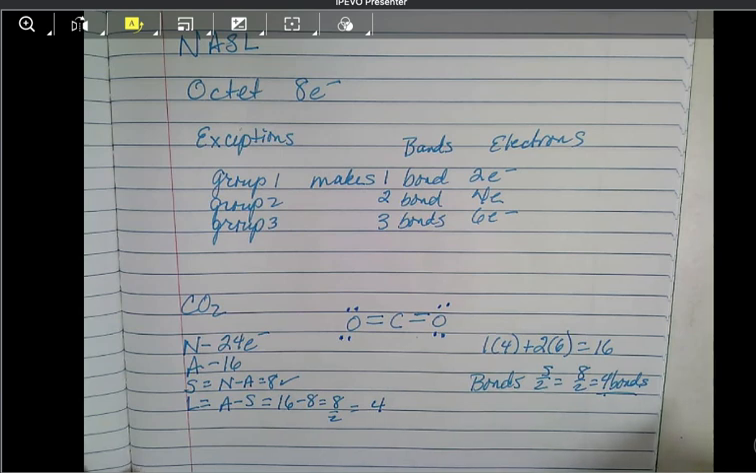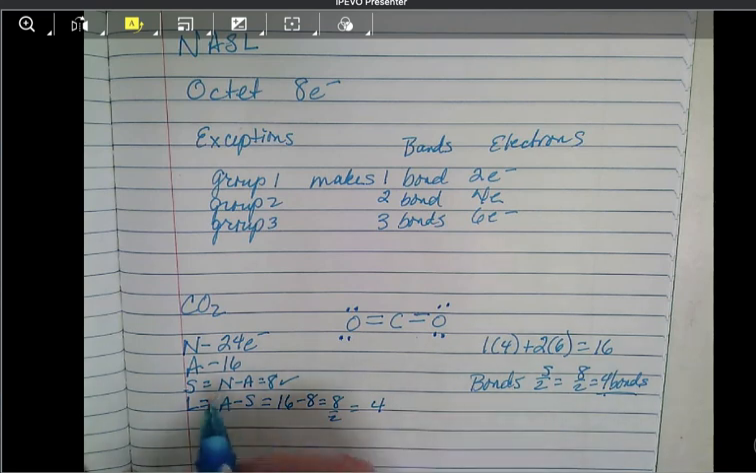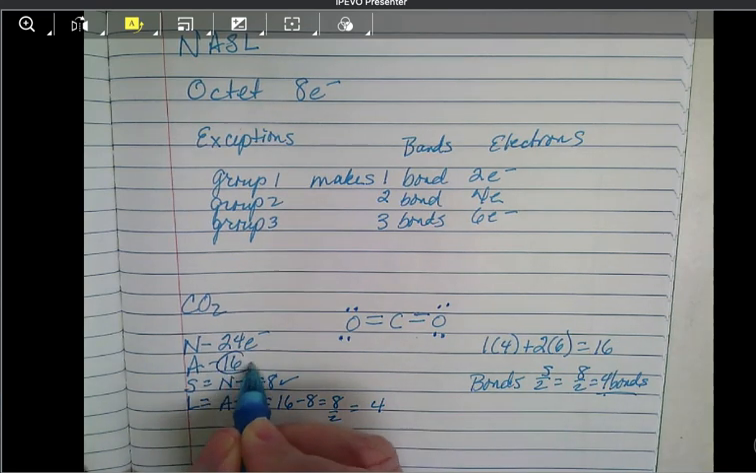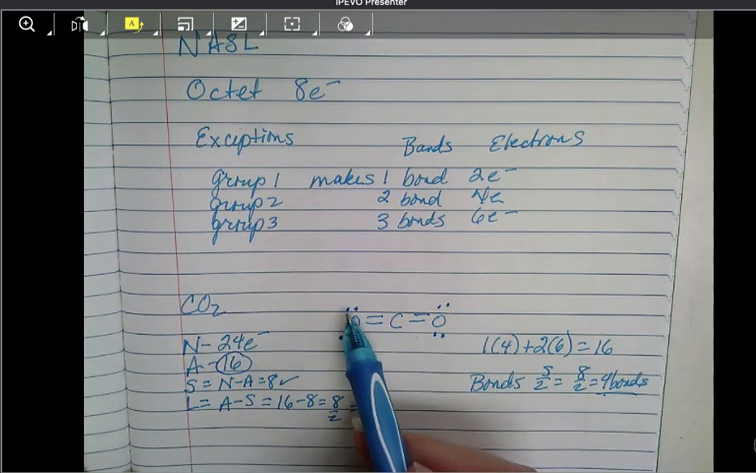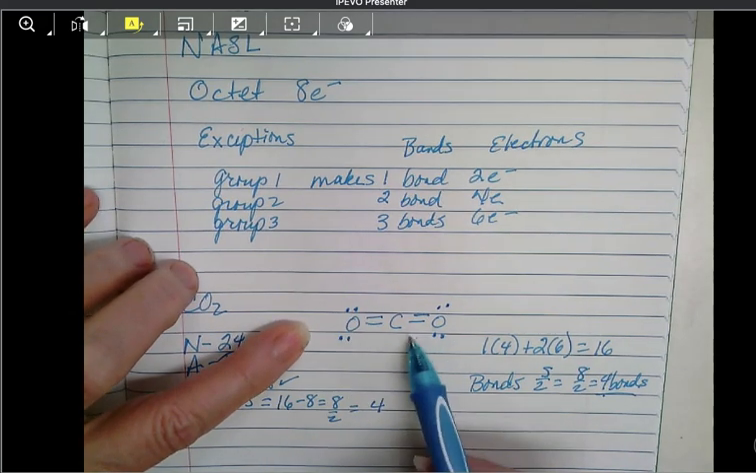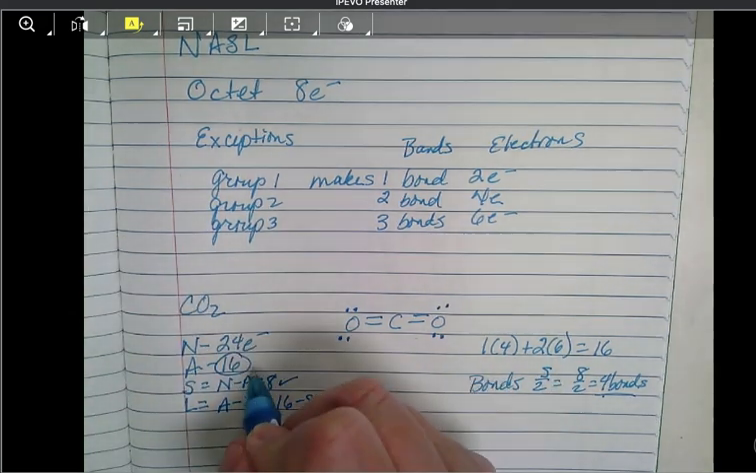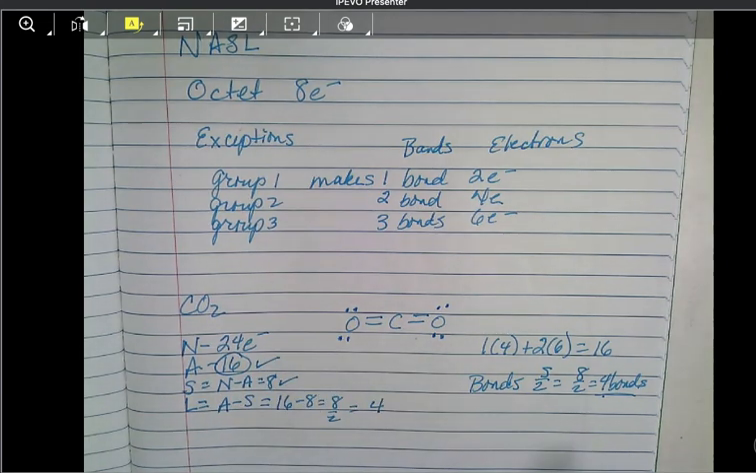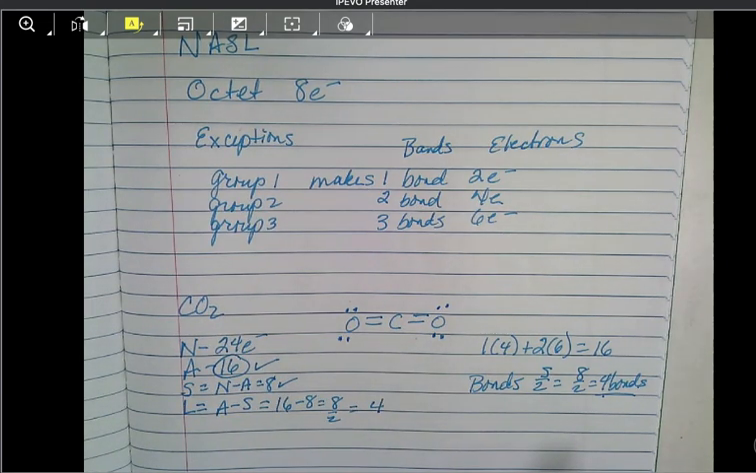The last step is to check that we used the right number of electrons, that we've used exactly 16. So starting right here, 2, 4, 6, 8, 10, 12, 14, 16. Yep, I used 16 electrons, so this will be a good Lewis structure.